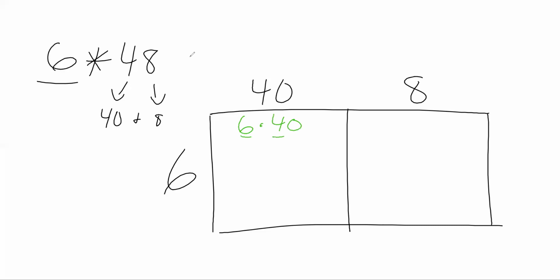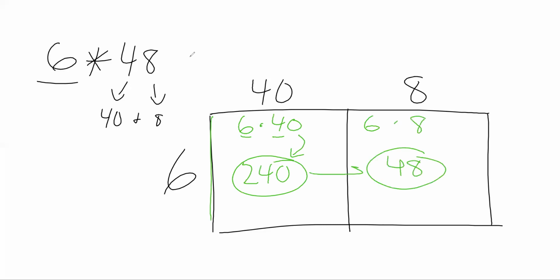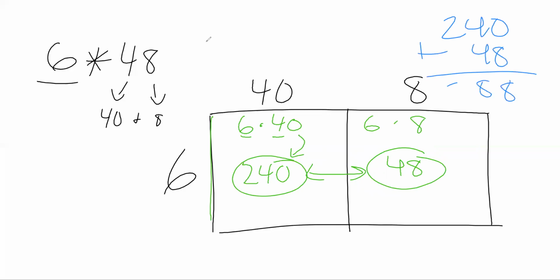So 6 times 4 is 24, and then I have a 0, so that's 240. And then this is a row of 6 still, times a column of 8. So 6 times 8 is 48. And if I add these two together, voila, 288. That's my answer.